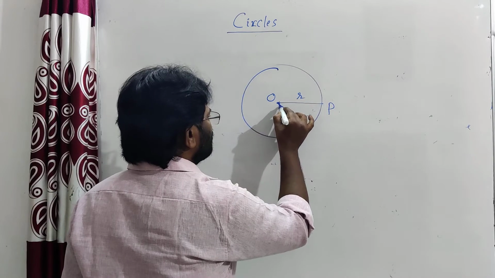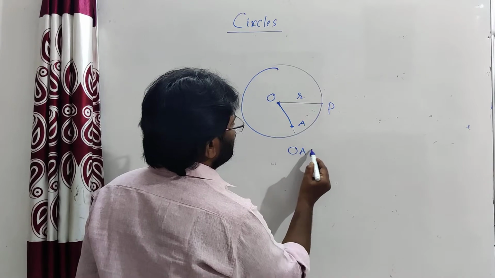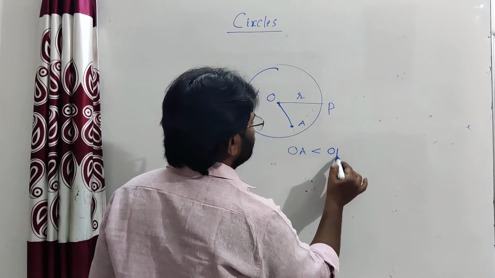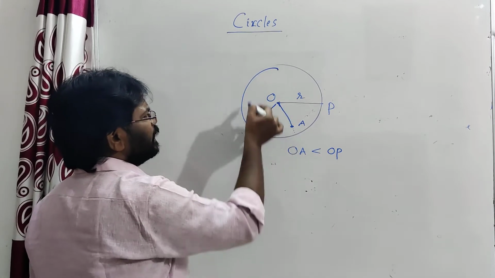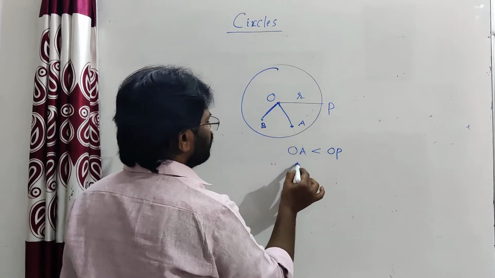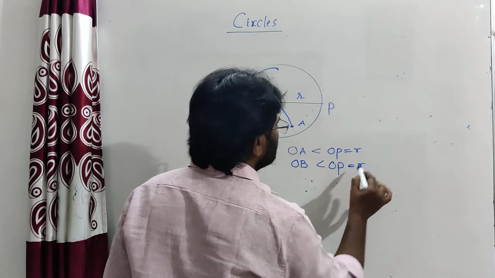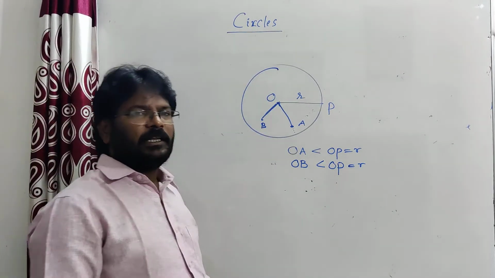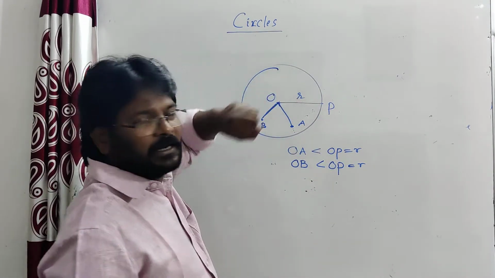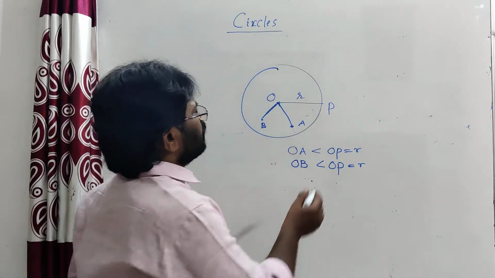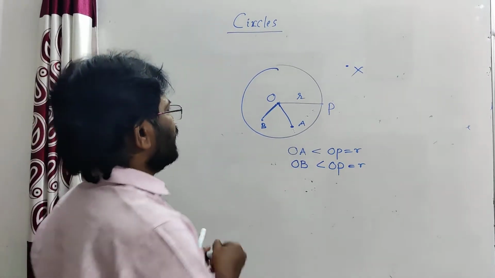If we join O to A, the distance OA is less than OP. If you take any point in this area, the distance from the center to that point is less than OP. OP means radius. So conversely, if the distance from the center to any point is less than the radius, it must lie inside the circle. So suppose I am taking a point x. Join O to x.